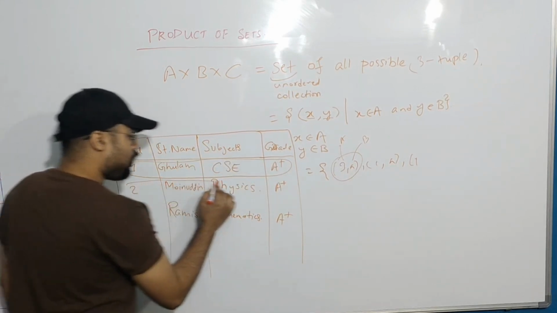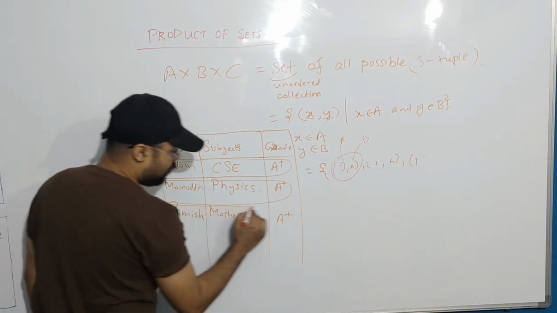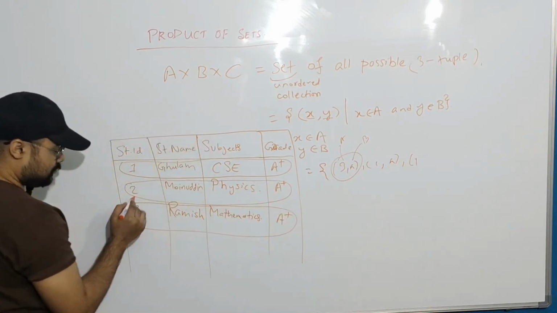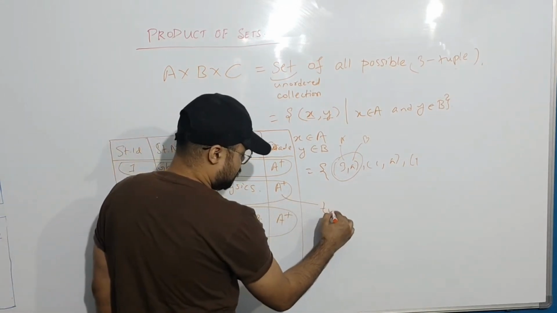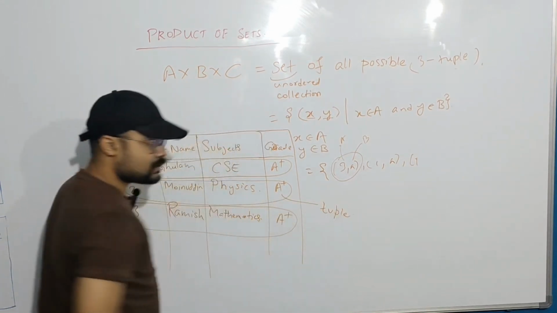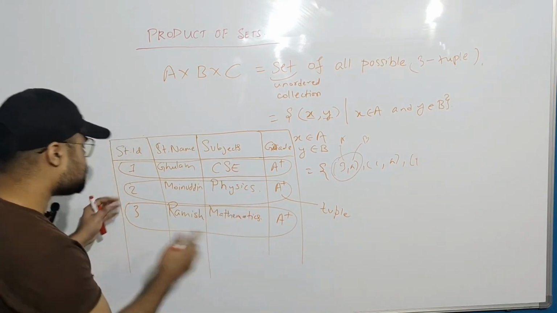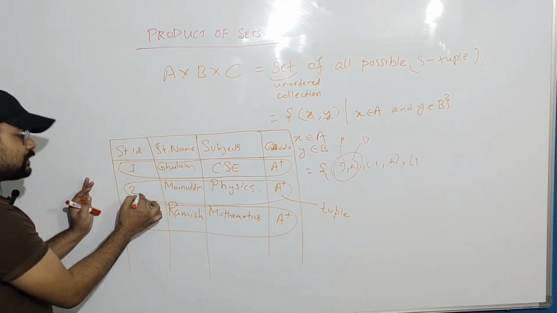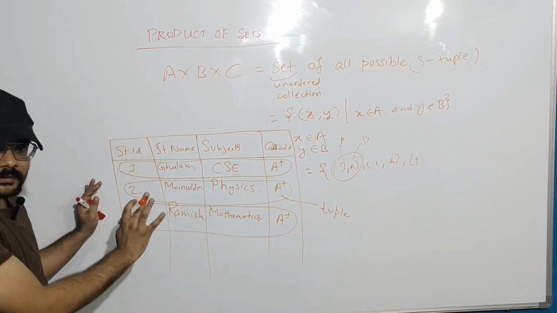Second row consists of all the information about Moinuddin. Third row consists of all the information about Ramesh. And each row is called a tuple. Each row is called a tuple because it's an ordered quantity. Means the first element of this tuple is a number that indicates student ID.